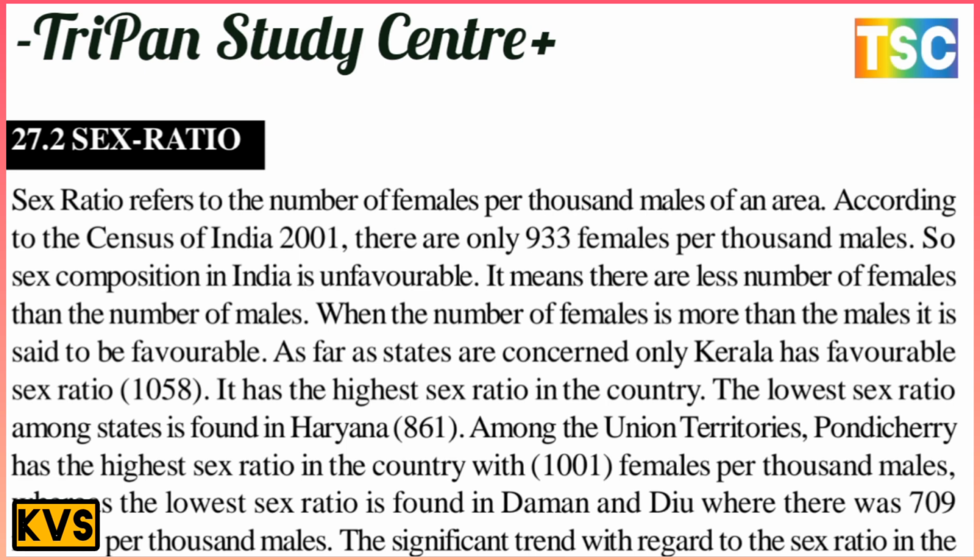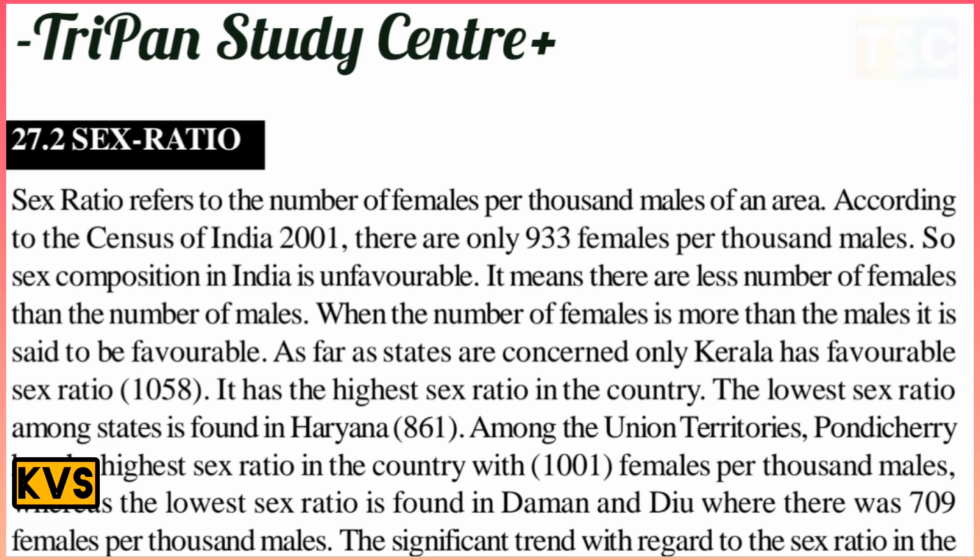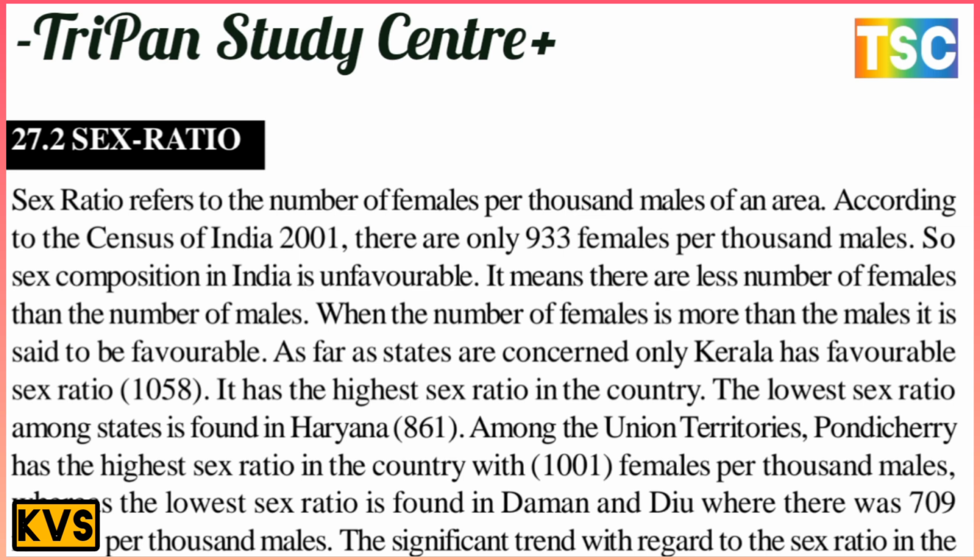So the sex composition of India is unfavorable. It means there is a smaller number of females than the number of males. When the number of females is more than males, it is said to be favorable. As far as states are concerned, only Kerala has a favorable sex ratio.